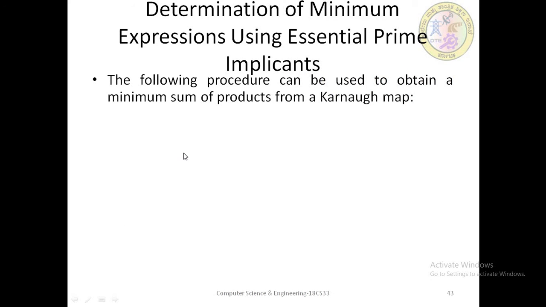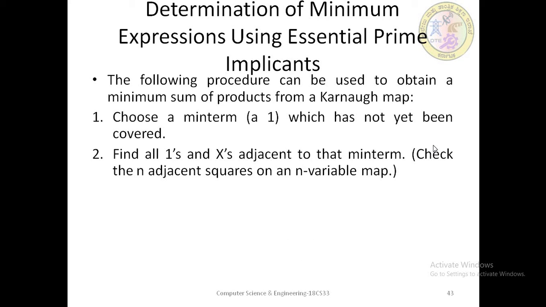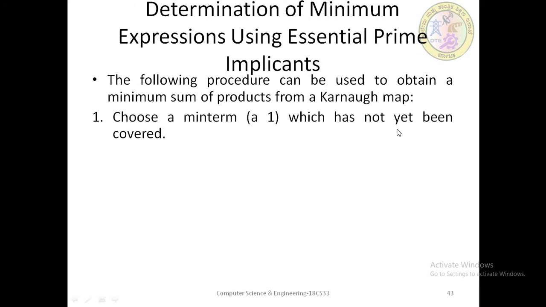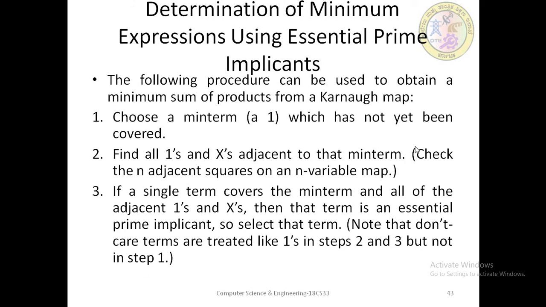And the following procedure can be used to obtain a minimum sum of product from the Karnaugh map. What procedure do we have to follow? Choose the min term equal to 1 which has not been covered. First we need to look into the essential prime implicants, and we may need to look into the don't care terms if anything is there, so that it will try to give us the simplified result.